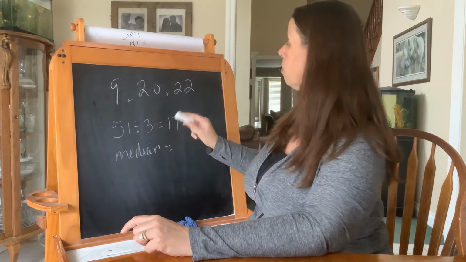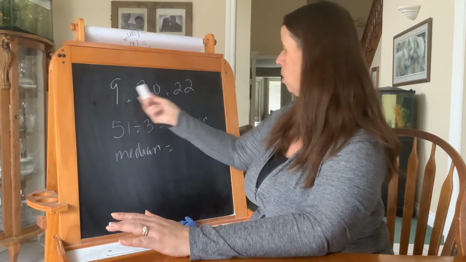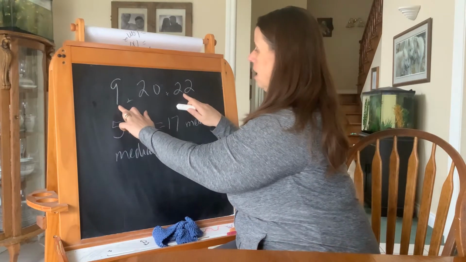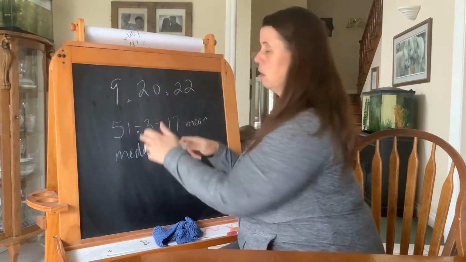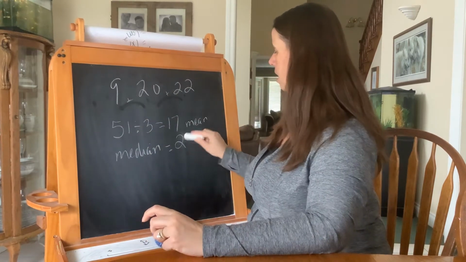Okay? So we've got to have our data in order. 9, 20, 22. That's in order, smallest to greatest. Median is the middle number. So I start at the end and I keep walking in until I get to the middle. It's a very short walk. In this case, just to 20. So the median is 20.